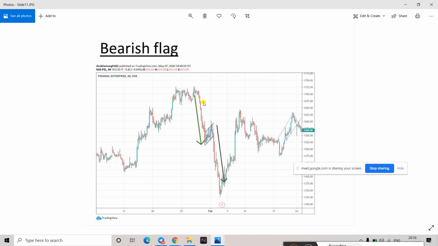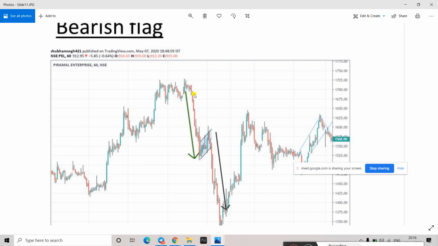Okay, so if you can see here, this is again the pole and this is again the flag. So how to identify flag and poles? After a steep fall, there will be a steep fall in the pole area. Whenever the steep fall comes, you can identify it as a pole, and then small candles will be forming somewhat parallelly, like this. You can just draw a small trend line if you want, and there will be small candles after a steep fall.